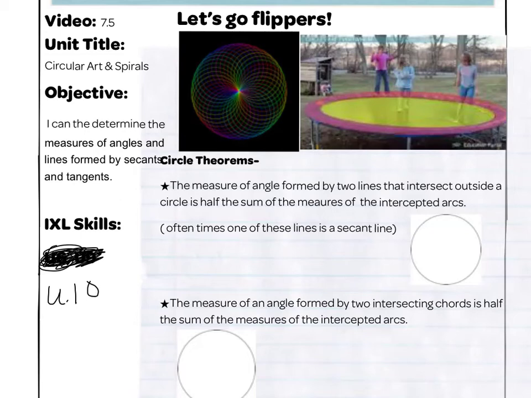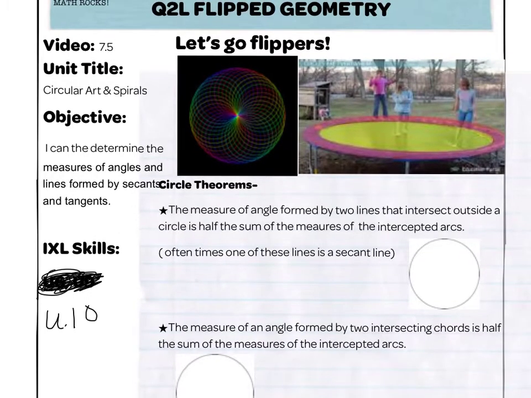Hello students, here we are at video 7.5, and again our objective here is I can determine the measure of angles and lines formed by secants and tangents, okay? And the Excel skill you want to focus on again here is going to be U10. U10 you should be able to work on and do. All right, let's go flippers.